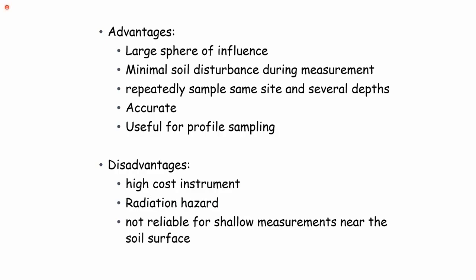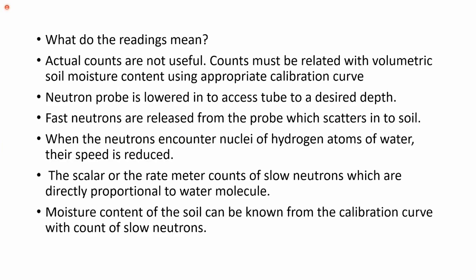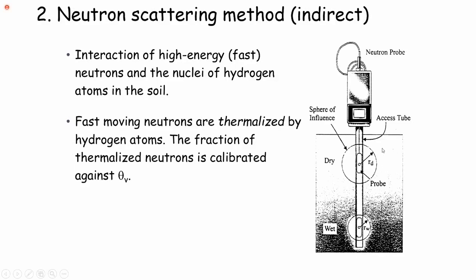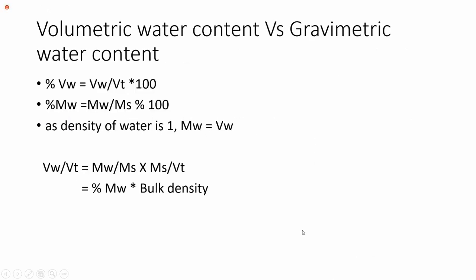Then repeatedly sampling the same site and several depths is possible. If you take the gravimetric method, repeated measurement at the same depth or same place is not possible because you already removed the soil from that area. Then it is a relatively accurate method, and it is also useful for profile sampling. That means in different depths, you can measure the water content.